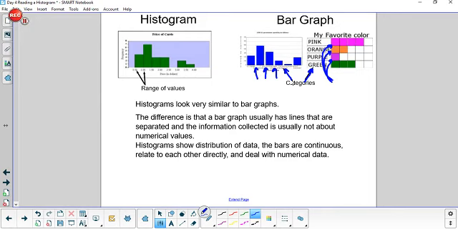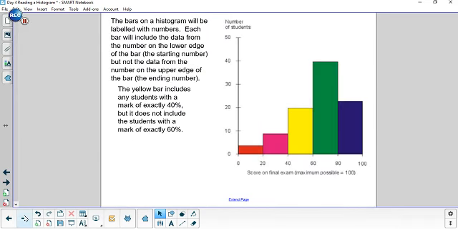Whereas a histogram shows a distribution of data. The bars are continuous, they relate to each other directly and deal with numerical value. So there are no spaces in between. The reason there's a space here is because there was no data for that range of values. So histograms usually deal with a range, bar graphs are categories, histograms are numerically related.